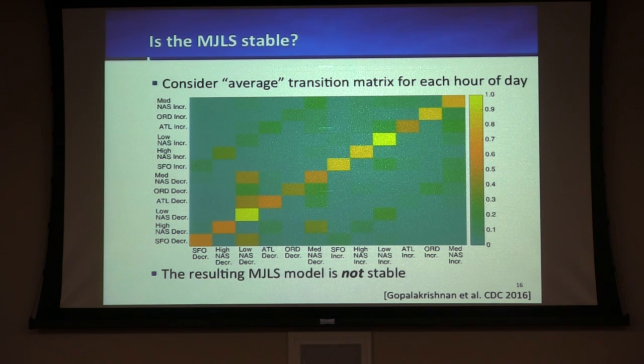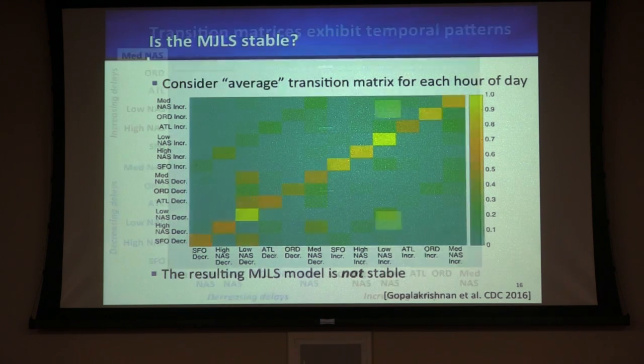So this picture is telling me that at any hour of the day, the probability of my switching from, for example, the high NAS increasing mode to a high NAS decreasing mode is somewhere around here. It's 0.5. But that really varies. That transition matrix itself varies by time of day, and I'm ignoring that. So what do I mean by that?